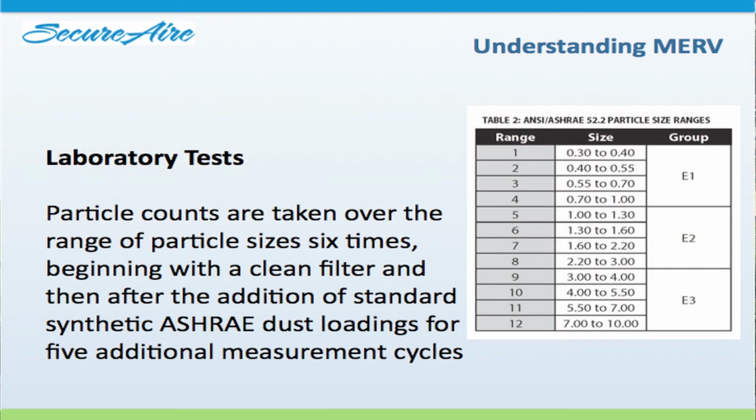MERV's evaluation includes taking particle counts at different particle size ranges 6 times, begins with a clean filter, and then after it loads with a measured amount of dust, it will determine what the average efficiency is over that period of time. One interesting side note is that 2 ASHRAE research products have actually shown that there's an efficiency loss on some of the smaller particulates. This is because the smallest ones are the hardest for some phenomenon.